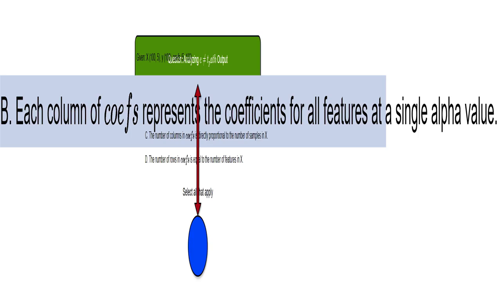I found that this statement is false. The number of columns in cofs is equal to the number of alpha values used, 100 in this case, and that's unrelated to the number of samples in my dataset. The number of samples influences how the coefficients are calculated, but it doesn't determine the number of columns of cofs.